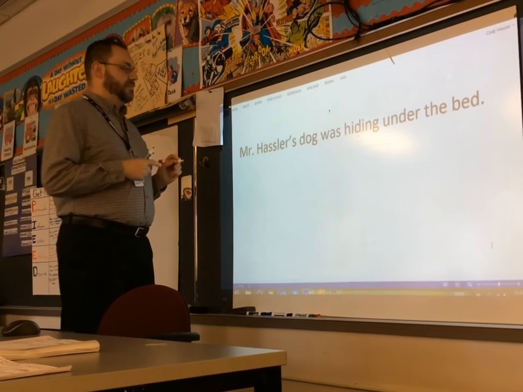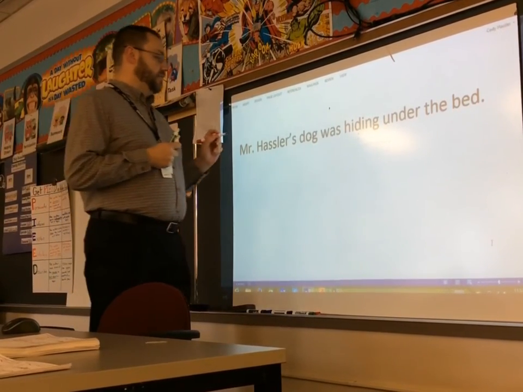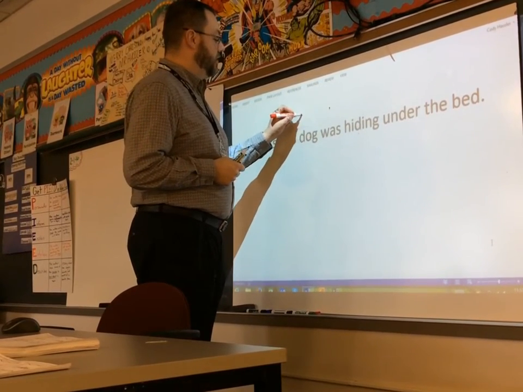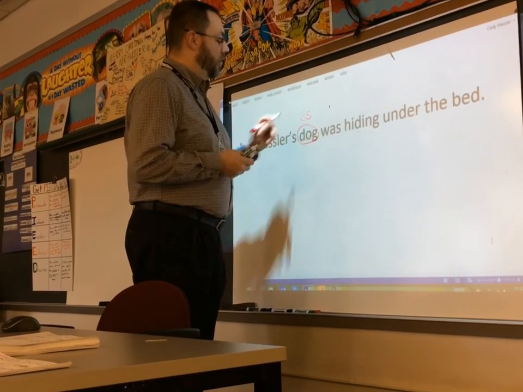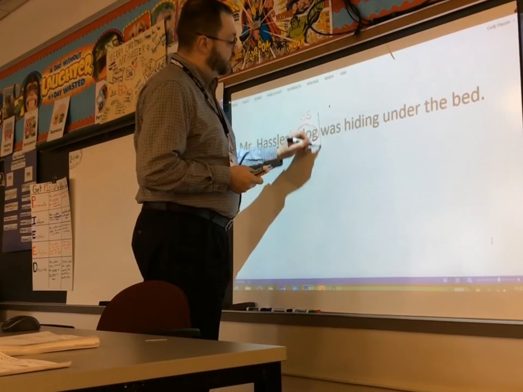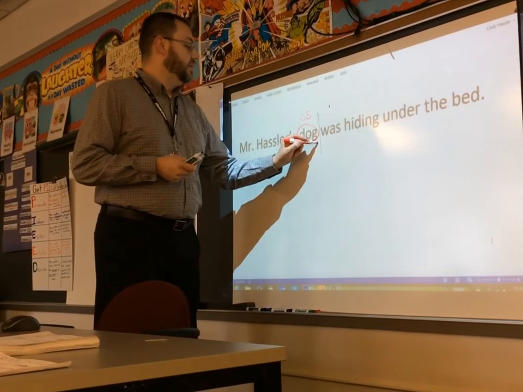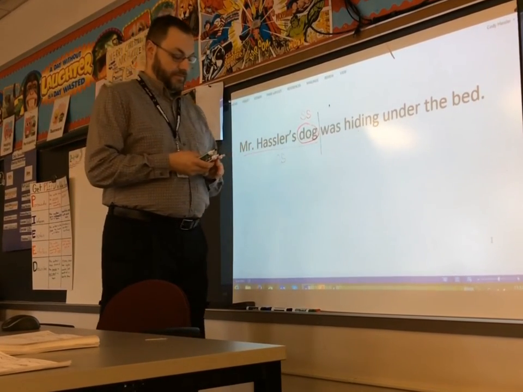For our second example, Mr. Hassler's dog was hiding under the bed. We first want to find the simple subject. In this case, it's dog. And we mark that with a double S. Once we have that, we can split the sentence in half right here with our black line, and then underline the sentence to the left for the complete subject.